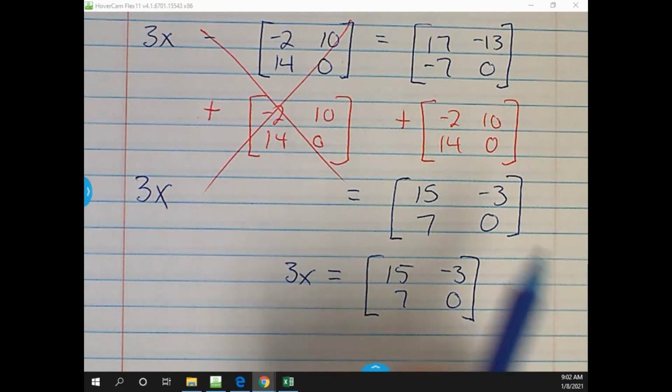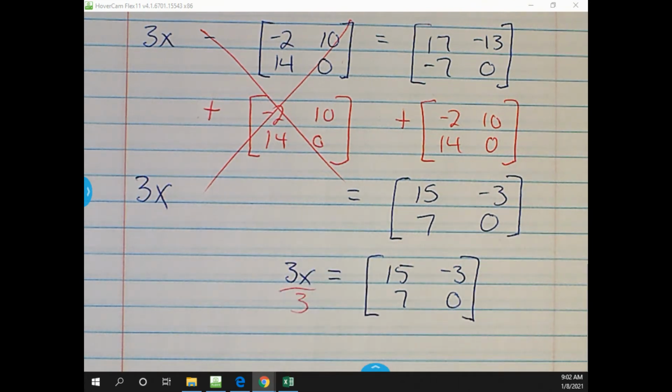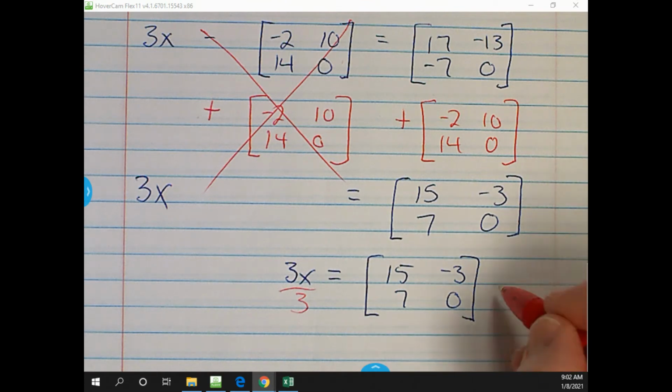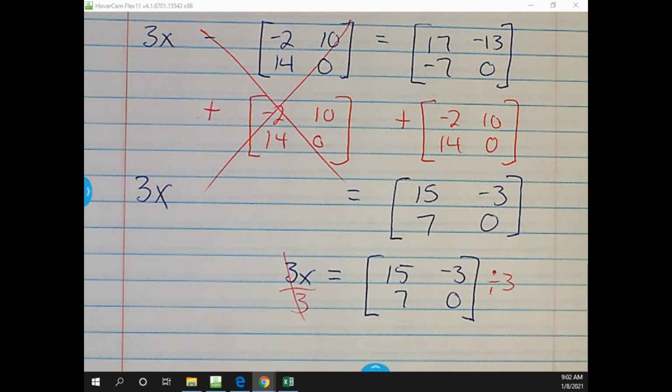sides and divide it by 3. So we're going to do the same thing here. We're going to take every single number in here, and we're going to divide it by 3. So that those 3's would cancel and would leave us with the x. And now we just go back in here and divide every single number by 3.